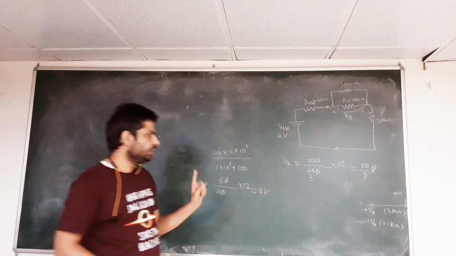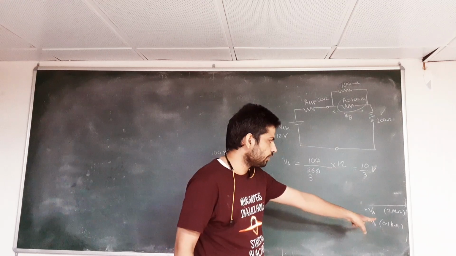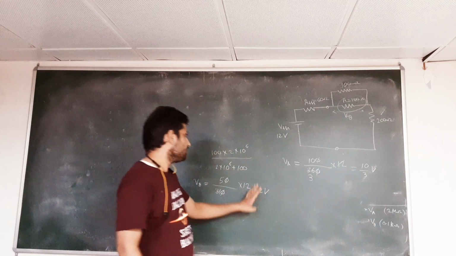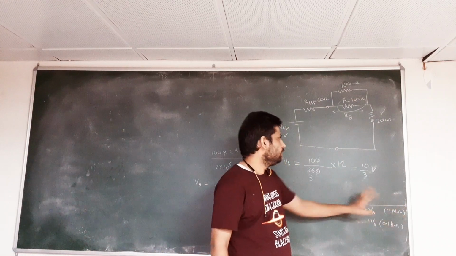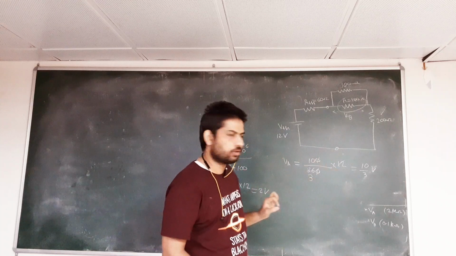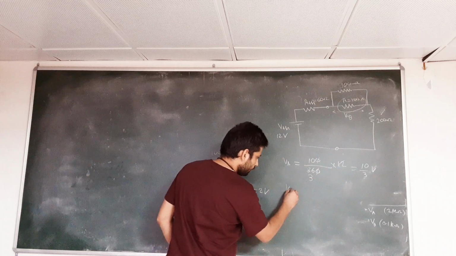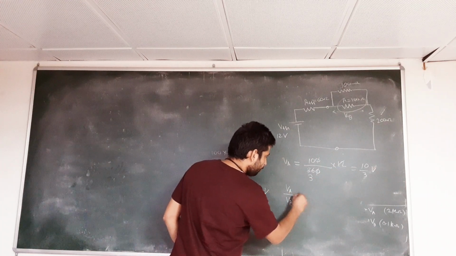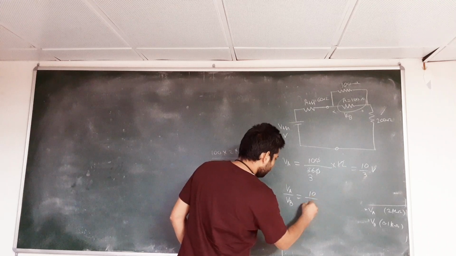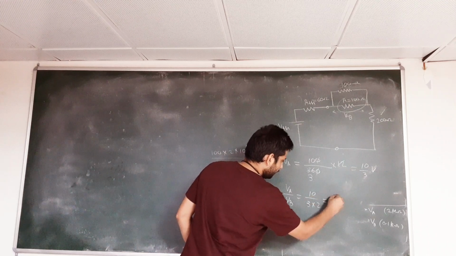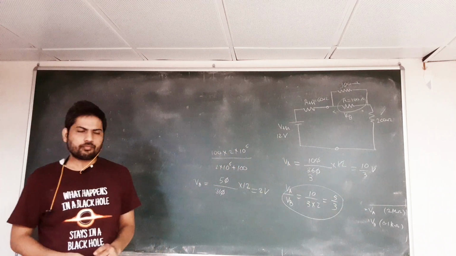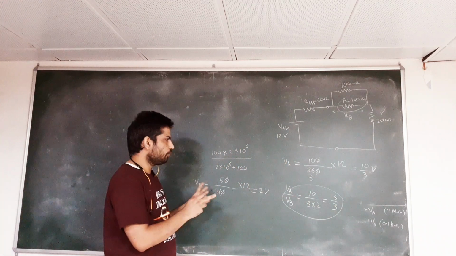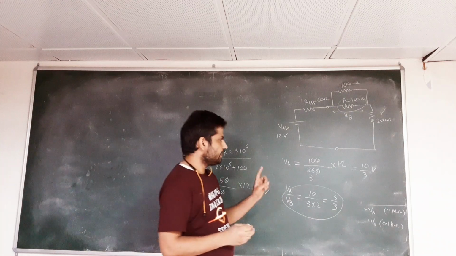So when you are connecting a voltmeter of 0.1 kilo ohm internal resistance, the voltage reading is 2 volt, and when you are connecting a 2 mega ohm voltmeter, the voltage reading is 10 by 3 volt. So the ratio of the two, that is VA by VV, will be 10 by 3 divided by 2, that is 5 by 3. So this will be the answer of this question. So in this way we solved all the questions. This was our second video in this series.